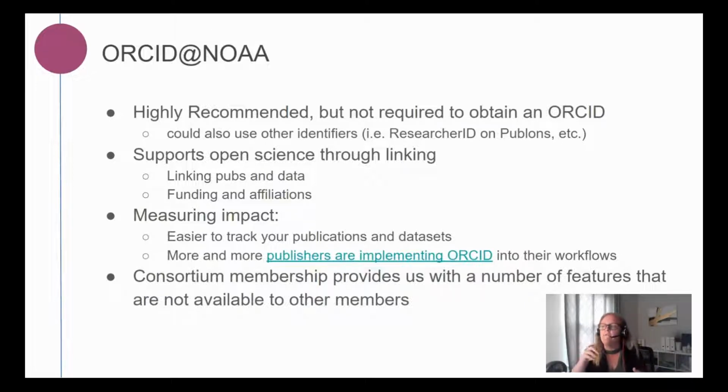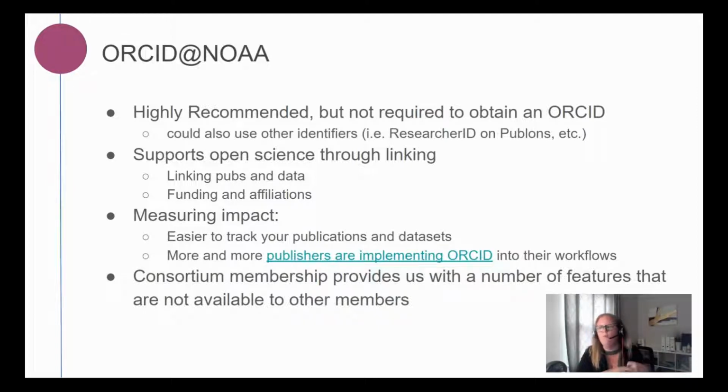But any of these identifiers, having them is key to supporting open science. And this is done through linking. By linking your publications and your data sets and your software, your code, whatever that research output is, linking all of that together supports open science. It also provides transparency for open science through listing of affiliations and funding for things.